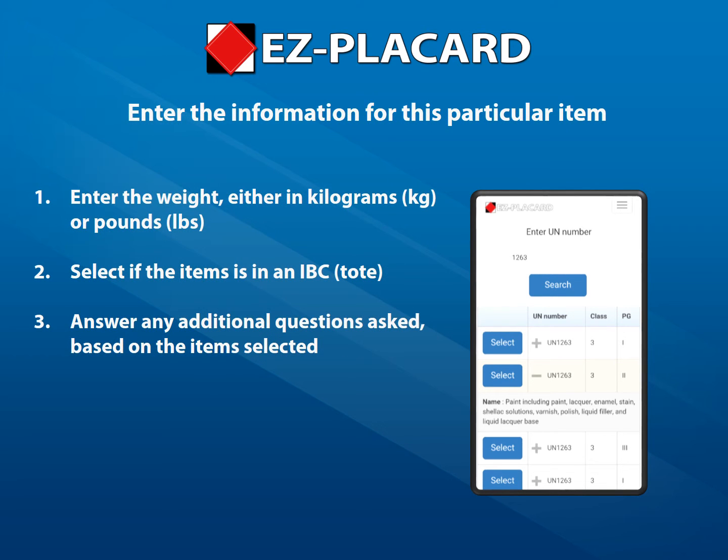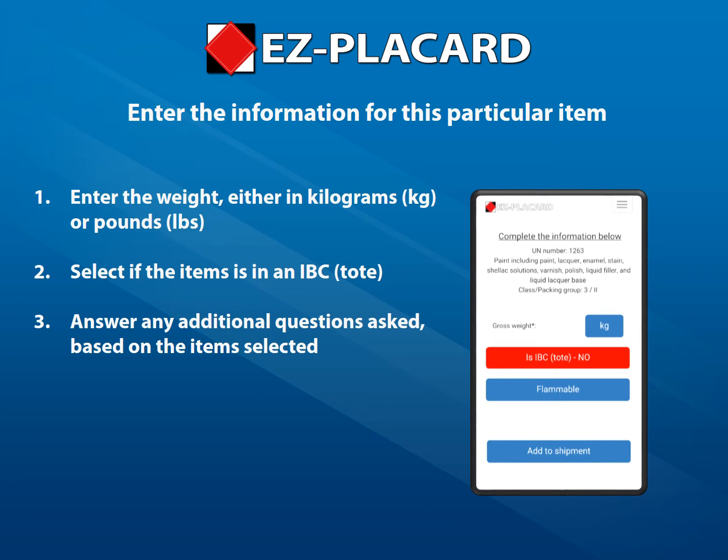Once you've found the item you're looking for, press Select. You will then see the details of that particular item, including the proper shipping name, class, and packing group. All you have to do at this point is enter the weight, in either pounds or kilograms, and select if the item is in an IBC or a tote. Certain UN numbers will ask additional questions. In this case, because it's a Class 3, it will also ask me whether the item is flammable or combustible.